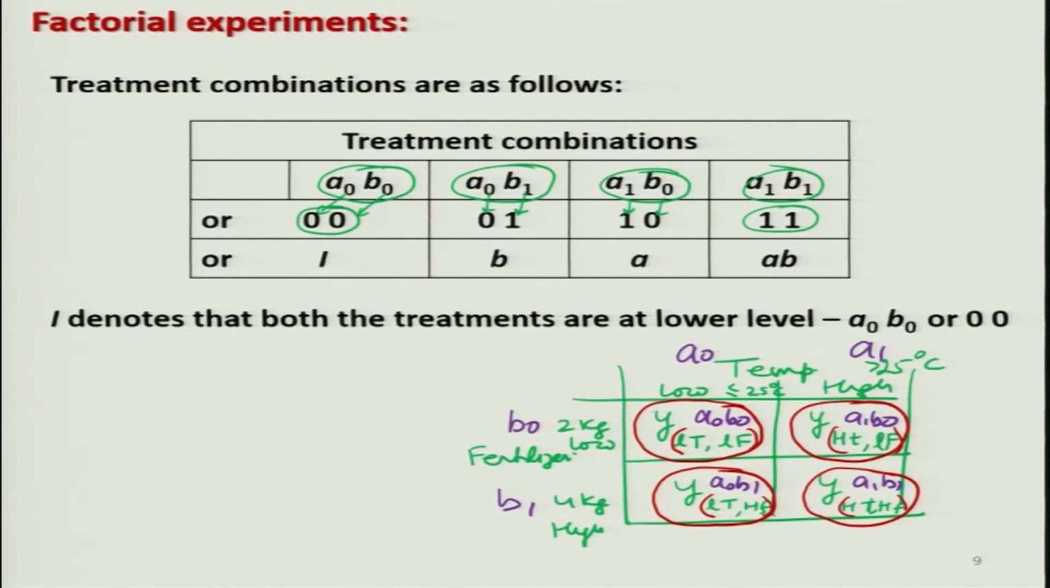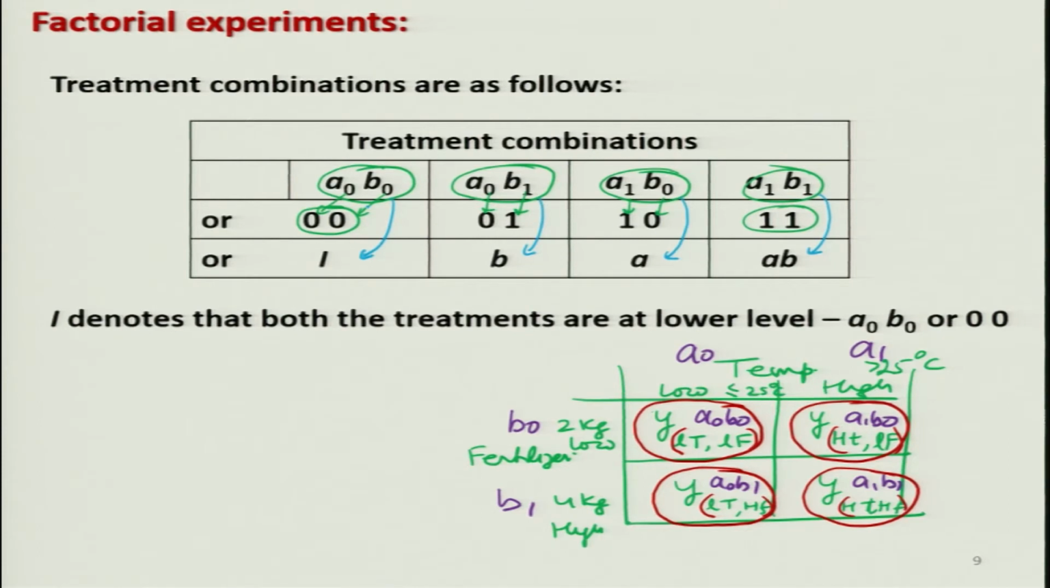So, this 1 and 0 are going to indicate the 2 levels of these 2 factors. That can also be written another way, which is to write A0, B0 as I, A0, B1 as B, A1, B0 as A, and A1, B1 as AB.